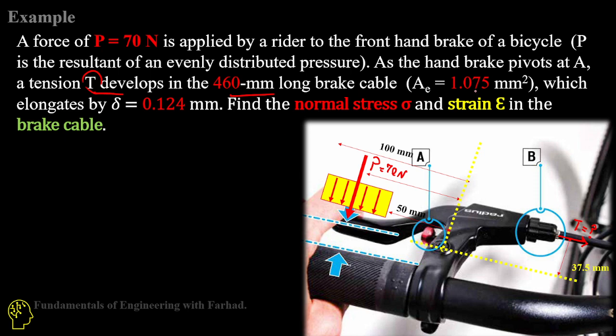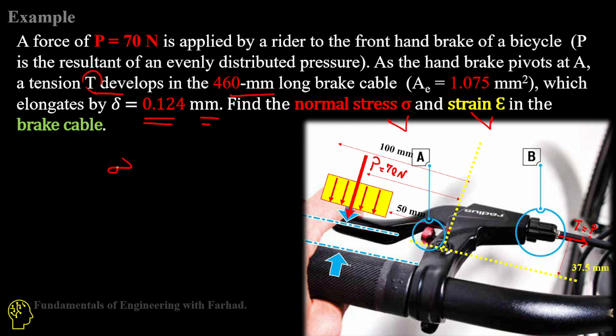If the area of the cable is equal to 1.075 millimeters squared, which elongates by a delta of this much, 0.124 millimeters, we want to calculate the normal stress sigma and also the strain.